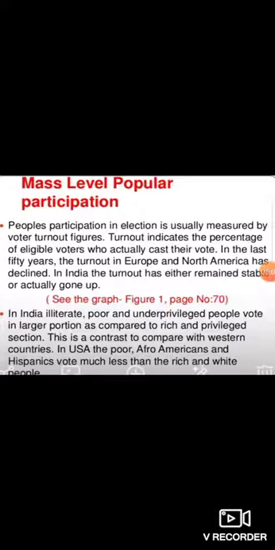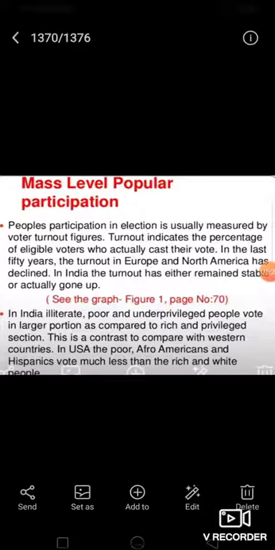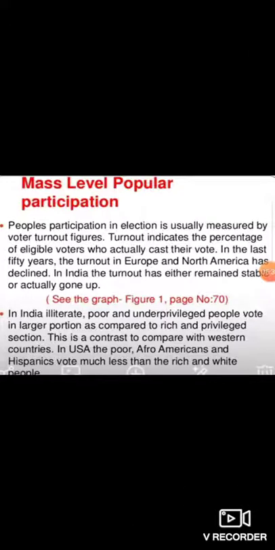Turnout indicates the percent of eligible voters who actually cast their vote. Now in India, the poor, illiterate and underprivileged people vote in larger proportion as compared to the rich and privileged faction. This is in contrast to Western democracy. For example, in the United States of America, the poor people, African Americans, and the Hispanics vote much less than the rich and white people.